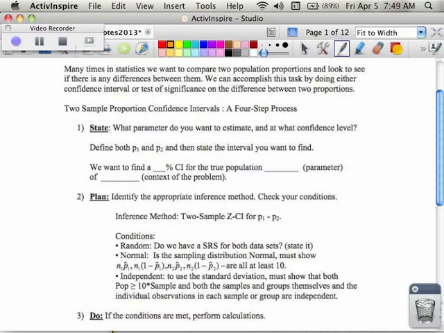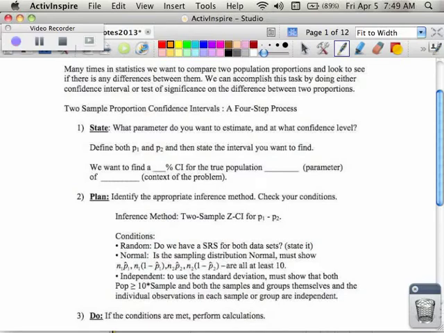First of all, we state the parameters we want to estimate and what's the confidence level. We're going to define both of the different proportions because we have two of them, and then state our interval. So it's the same kind of thing as before. We want to find a blank % confidence interval for the true population parameter of whatever the context of the problem is.